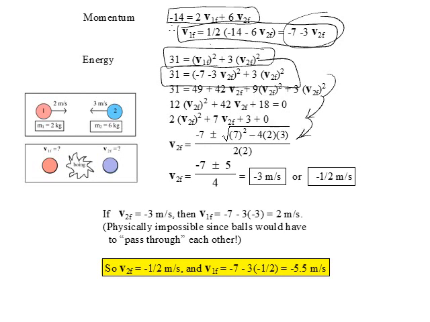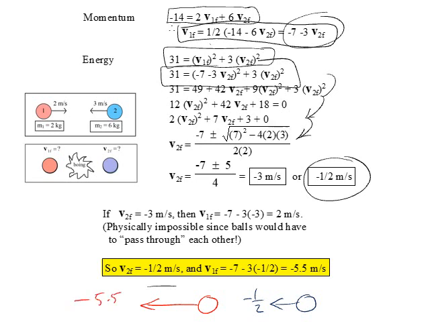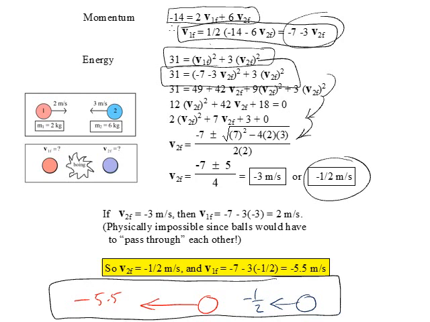So obviously, now if I try V2 final is minus 1/2 and I plug it in, I find V1 final is minus 5.5, and that could happen. I could end up with the blue ball moving to the left at minus 1/2 meter per second, and the red ball moving to the left at an even faster rate of minus 5.5 meters per second. That is possible, and so that is our answer. It turns out the red ball moves to the left at 5.5 meters per second, and the blue ball is moving to the left at minus 1/2 meter per second.